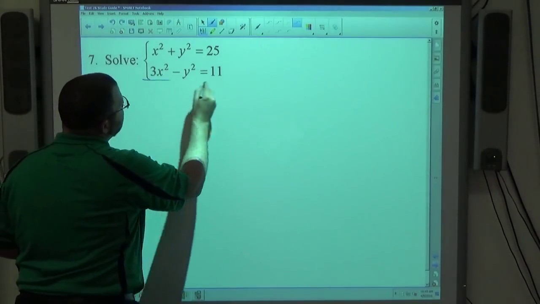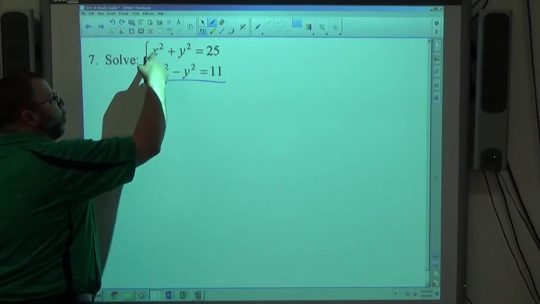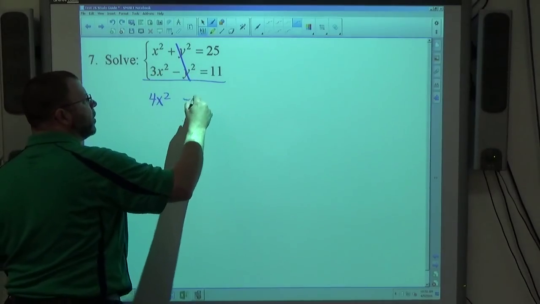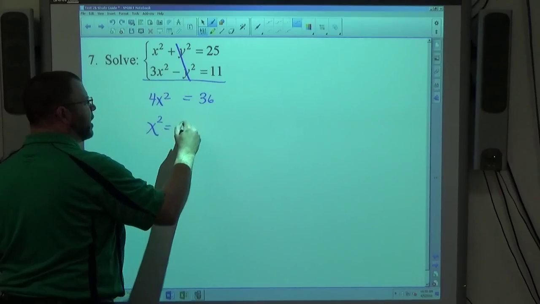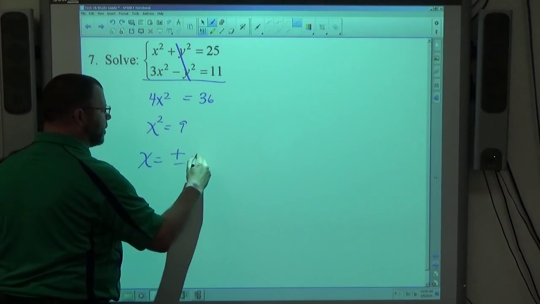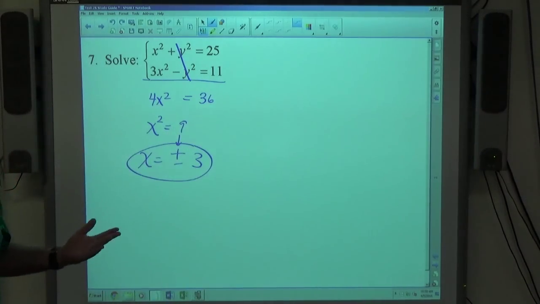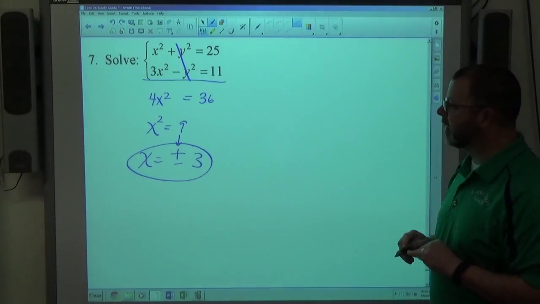So, if I add the equations immediately, y squared minus y squared cancels. 1 plus 3 makes 4x squared. Cancel the y squareds equals 36. That means that x squared is equal to 9 if I divide both sides by 4. That means x equals plus or minus 3. Plus or minus is required. If you forget that plus or minus, you're going to leave off a bunch of answers. So make sure you get all the answers, positive 3 and negative 3.